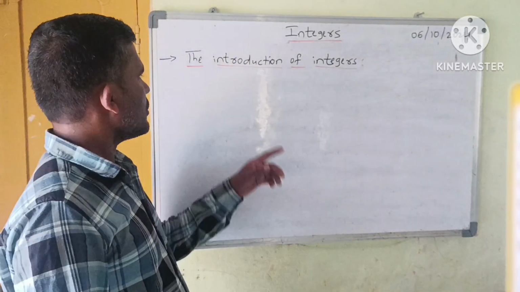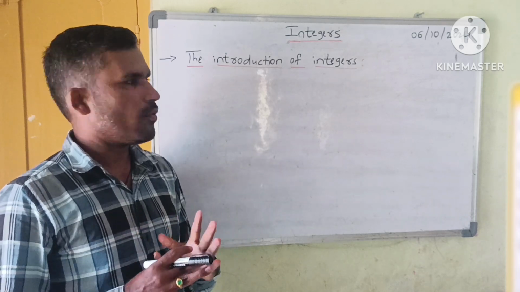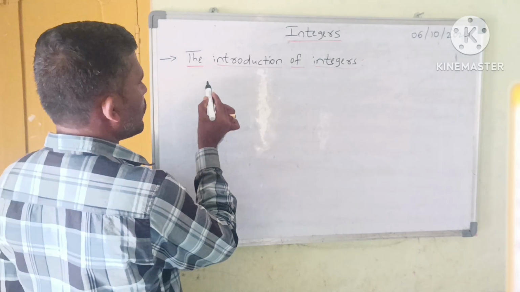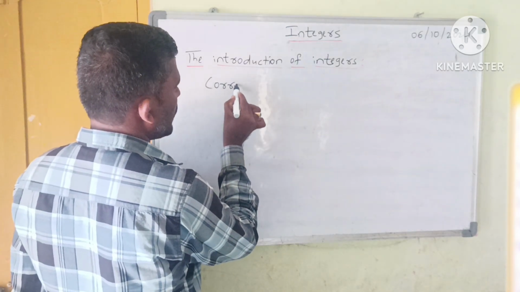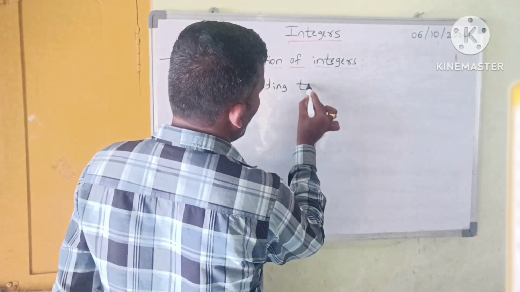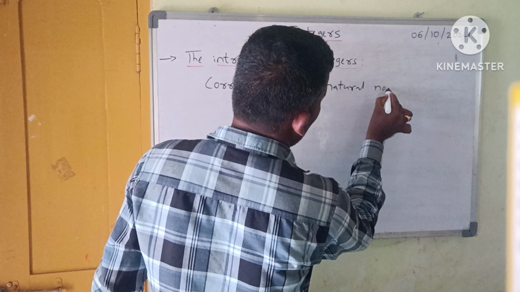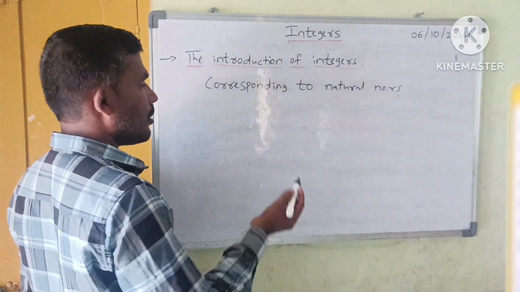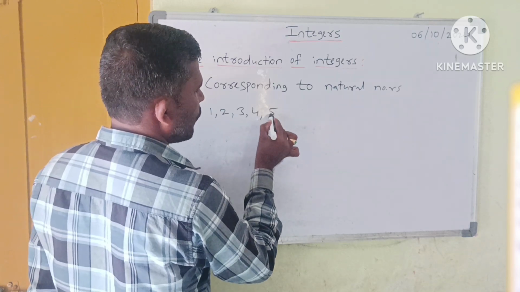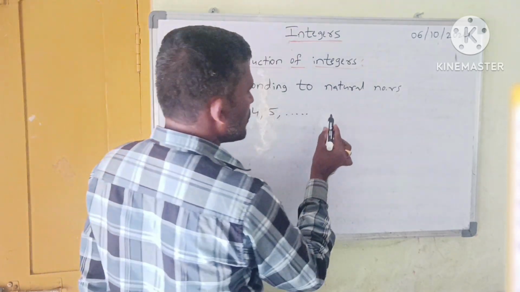The next topic is the introduction of integers. Which numbers do we have to take for the integers? Corresponding to natural numbers. What are the natural numbers? Natural numbers start from 1, 2, 3, 4, 5 and so on.